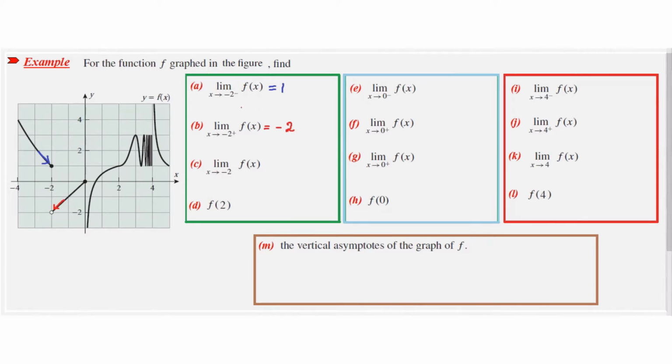Now, since the limits from the left of -2 and from the right of -2 are different, the limit of f(x) when x goes to -2 does not exist.